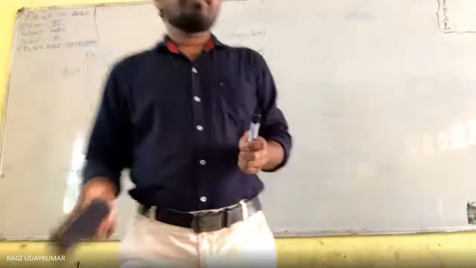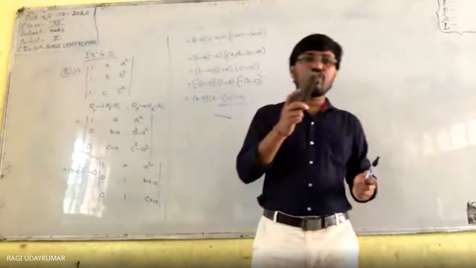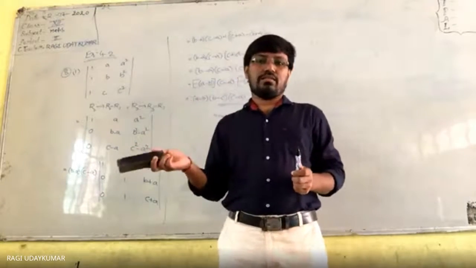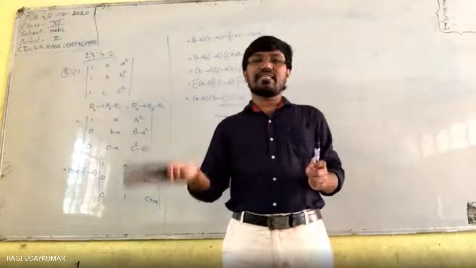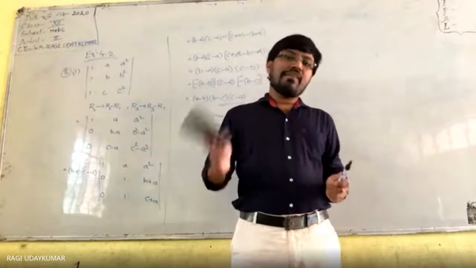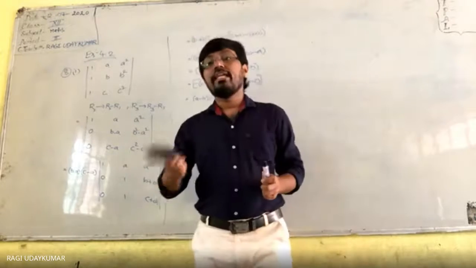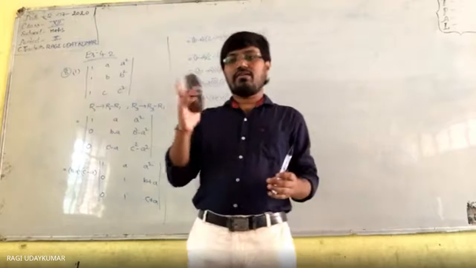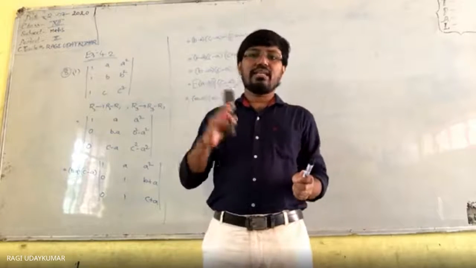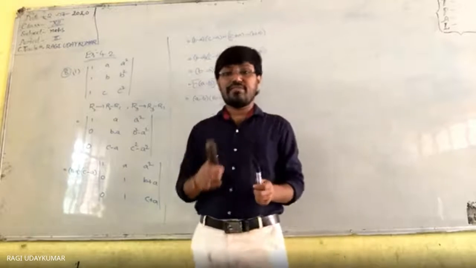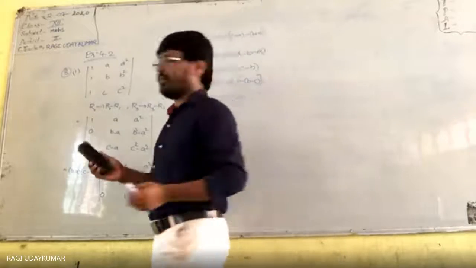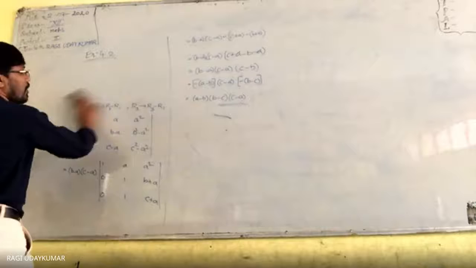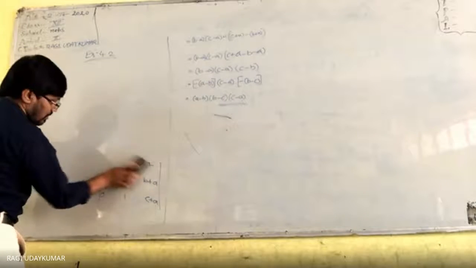Now in the same way, the second problem: the first row is given to you as 1, 1, 1. So do R2 minus R1, R3 minus R1, and then expand using the first row. Any row or any column, if you are having 1, 1, 1, it is easy to find the determinant and simplify it in the easiest way. Otherwise it becomes a little bit difficult. Okay, that's all. Did you understand? Yes, sir.